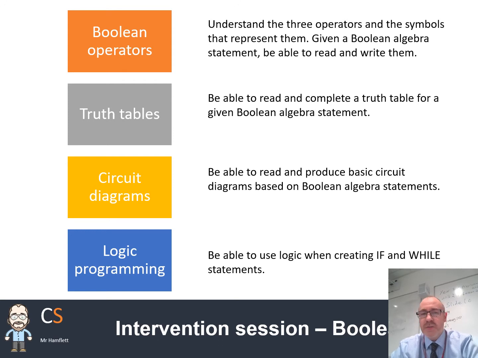So there's four things you need to be aware of. The Boolean operators and what they look like. So those are the special symbols we give to and, or, not. So we have and, or, and not. Okay, the three symbols.